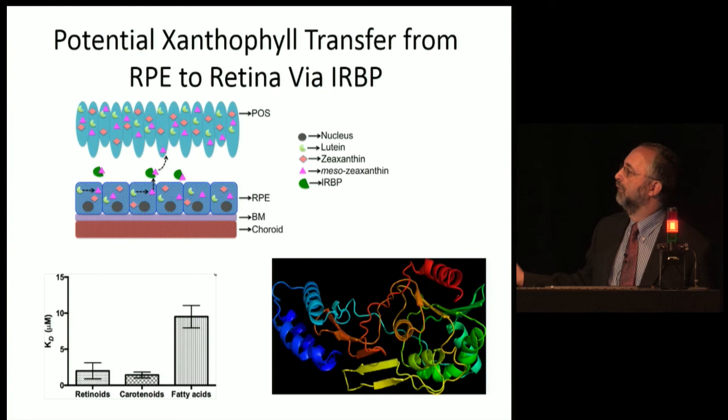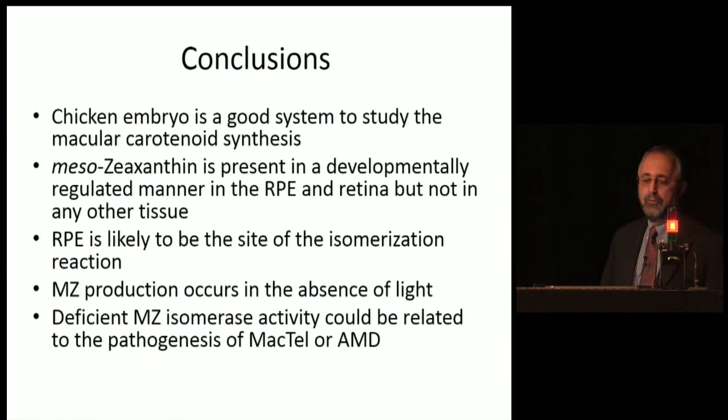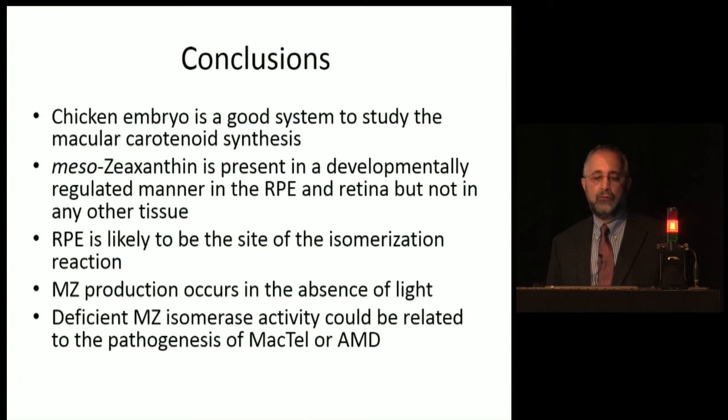So the conclusions that I'd like to make are that the chicken embryo is indeed a good system to study macular carotenoid synthesis. We now know that meso-zeaxanthin is present in a developmentally regulated manner in the RPE and the retina, but not in any other tissue outside of the eye. We think that the RPE is the likely site of the isomerization reaction. We also know that meso-zeaxanthin occurs in the absence of light.